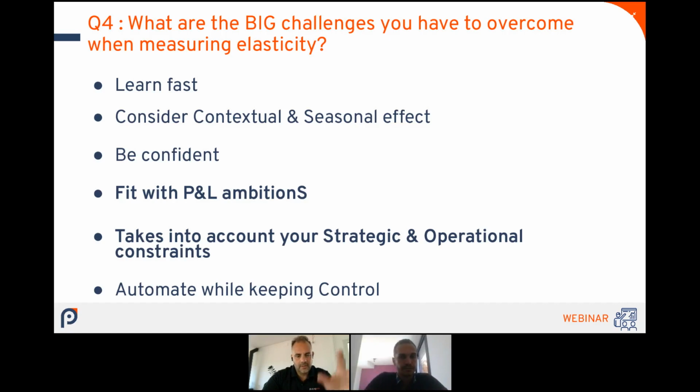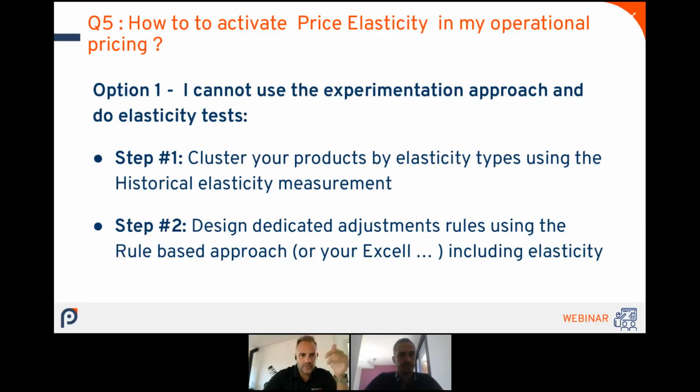Great, thanks, Guillaume. I think now it's time to be a bit hands-on and to understand how we can apply this. And how can we leverage this price sensitivity to optimize price? There are basically two options, two scenarios that we can implement.